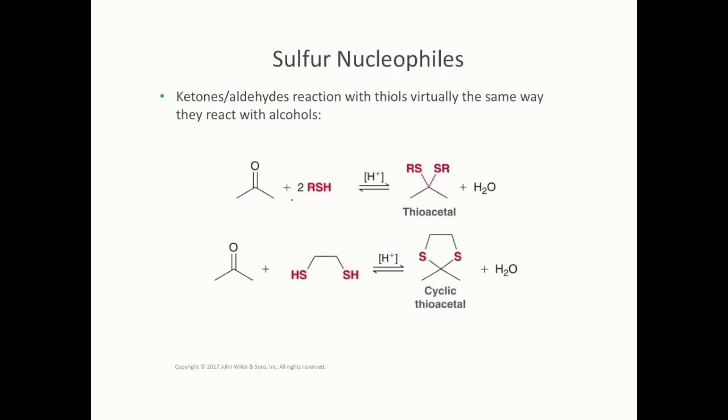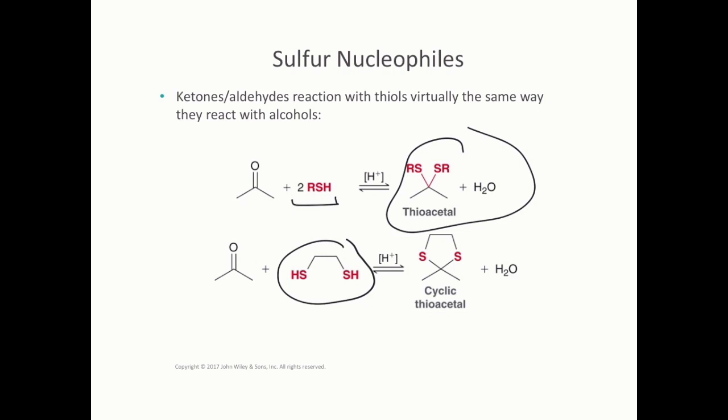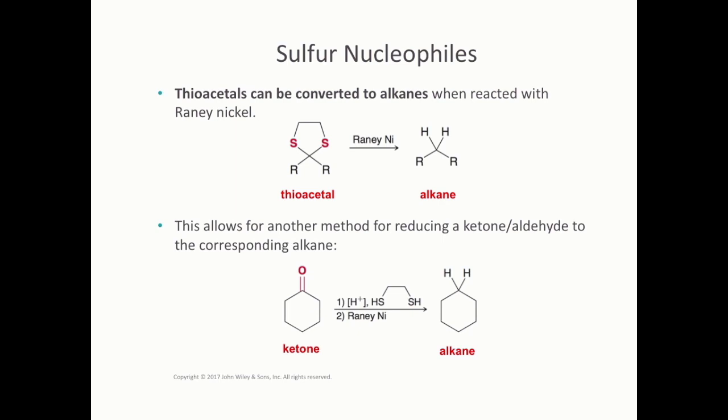We can react two equivalents of thiol to form what's called a thioacetal. This is directly analogous to how alcohols react with ketones and aldehydes. And if we have a dithiol, we would get a cyclic thioacetal. The useful thing about thioacetals is that they can be converted to alkanes when reacted with something called Raney nickel. So this is another method for reducing a ketone or an aldehyde to the corresponding alkane.